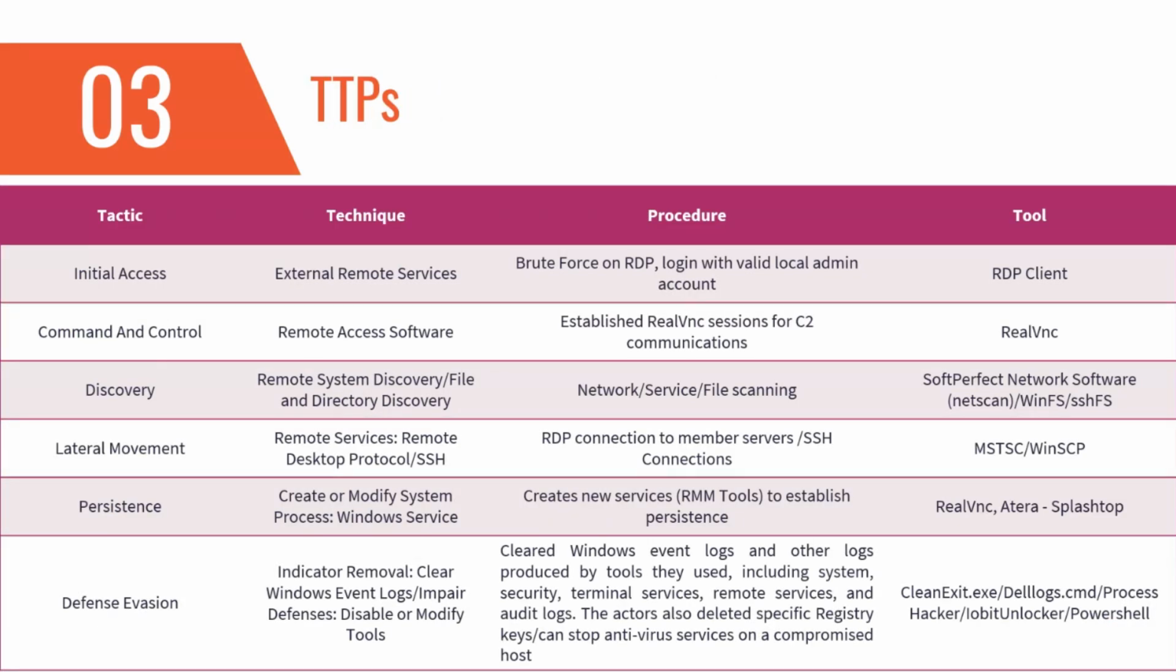We are going to take a little look at the TTPs that he was using, so it is easier to follow after in the SIEM. So the initial access, as mentioned, was through the RDP server, where the attacker managed to brute force the password of a local administrative account.